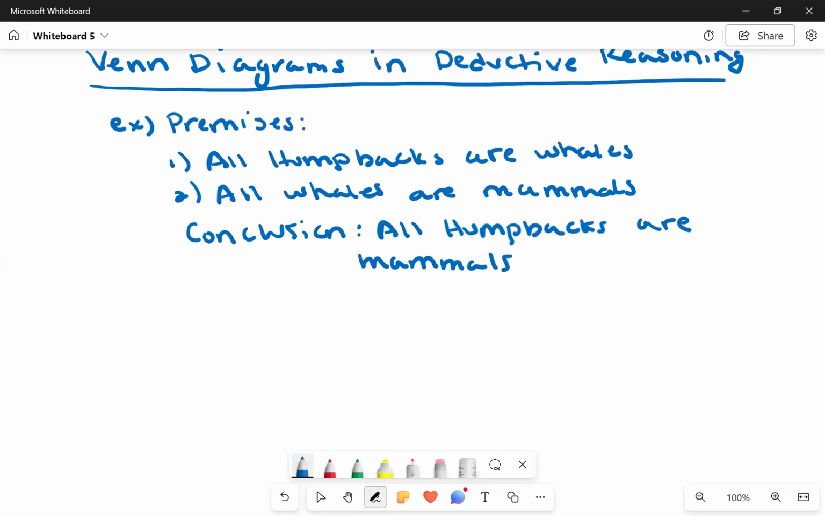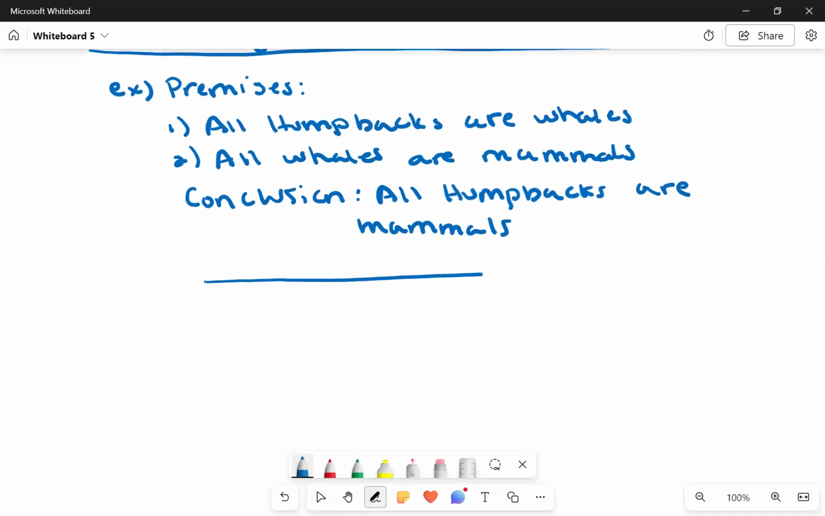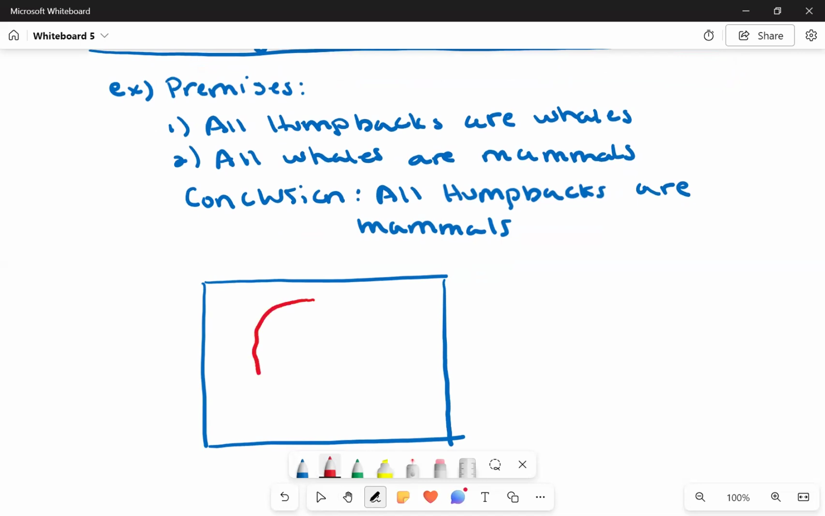We are going to create a Venn diagram, and I'm going to stick with blue to save a little time on the video. I'm going to start with the first premise, which says all humpbacks are whales. I have the idea that if anything is a humpback, it's automatically a whale. What we have is this category of whales here, and this category of humpbacks that are in that.